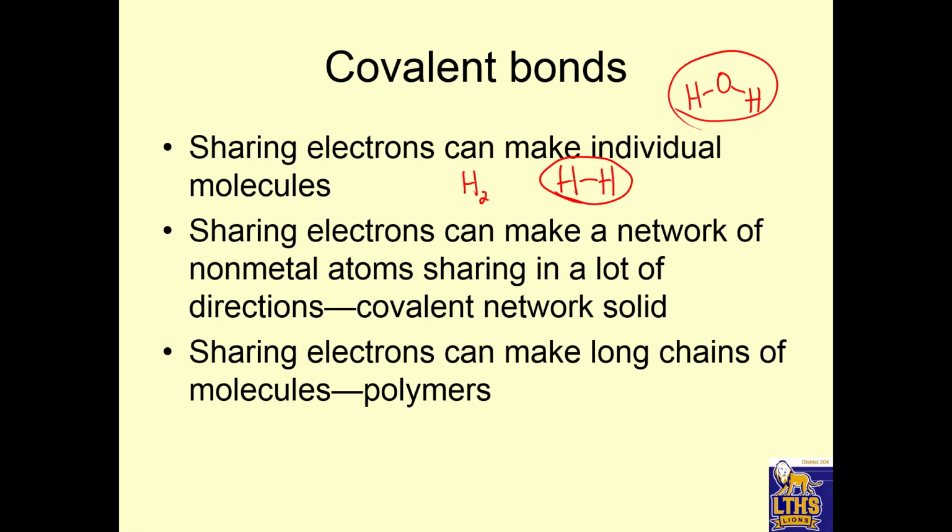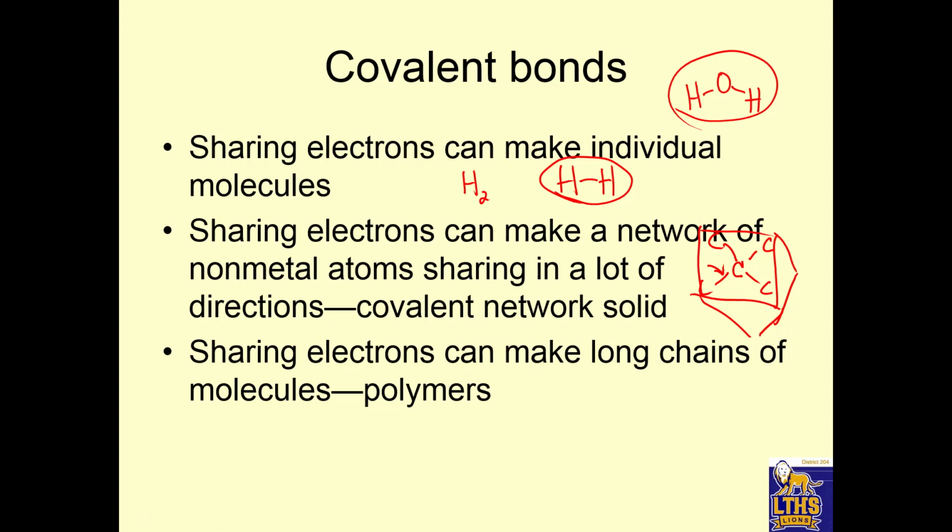Sharing electrons can make a network of nonmetal atoms sharing in a lot of directions, and that's called a covalent network solid. So like diamond. So here you have carbon, right? And carbon, and carbon, and carbon, and carbon, and it makes this diamond form, right? And the sharing goes on and on and on, and it's sparkly. Okay, so that's a covalent bond in this network. So these aren't really molecules. It's just sharing in a lot of directions.